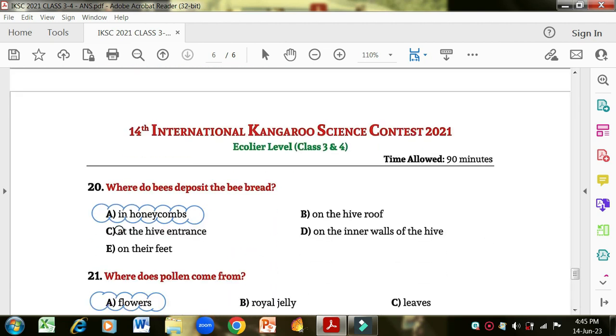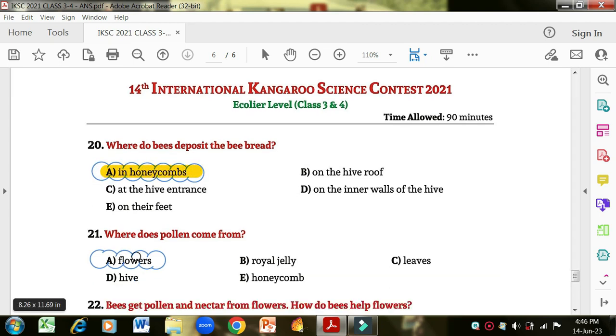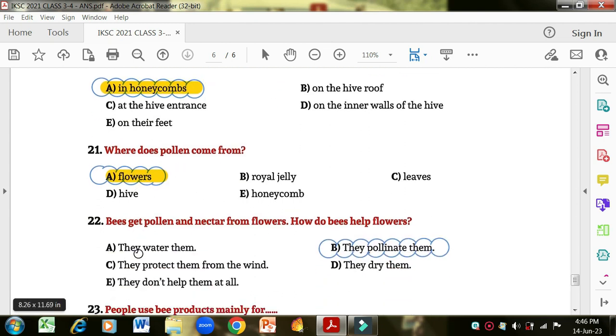Okay, number 20 is where do bees deposit the bee bread? Bee bread is deposited in honeycombs. Okay, where does pollen come from? Pollen comes from flowers, definitely. Royal jelly is the food of the queen bee. Hive is the house of the bee. They make honeycomb, but pollen comes from the flowers. Flower is the correct option. Bees get pollen and nectar from flowers.